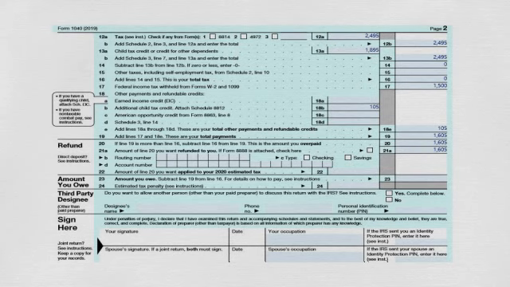Note that there's a box to the left of line 21A. You would only check this if you wanted your refund deposited into more than one account. Make sure to sign, date, and put your occupations on the form.